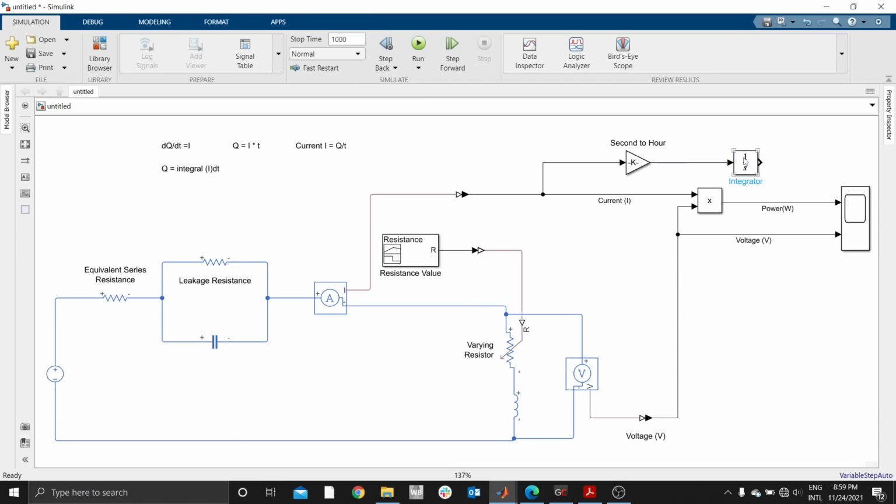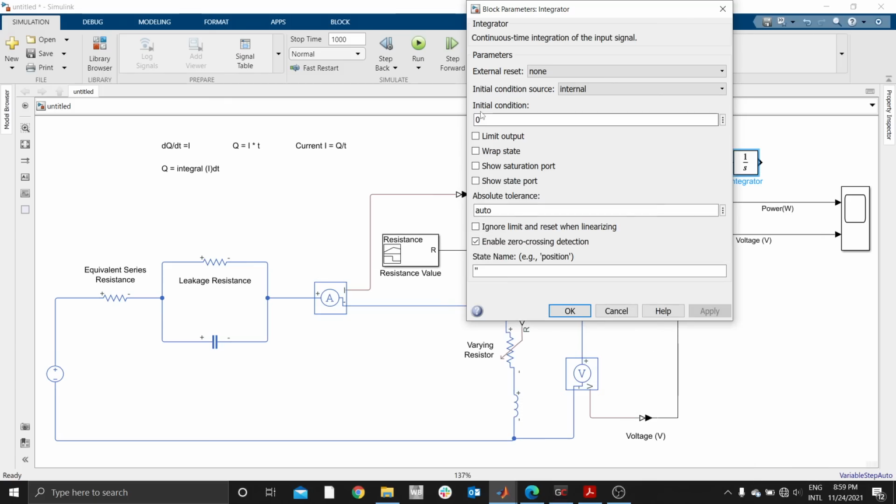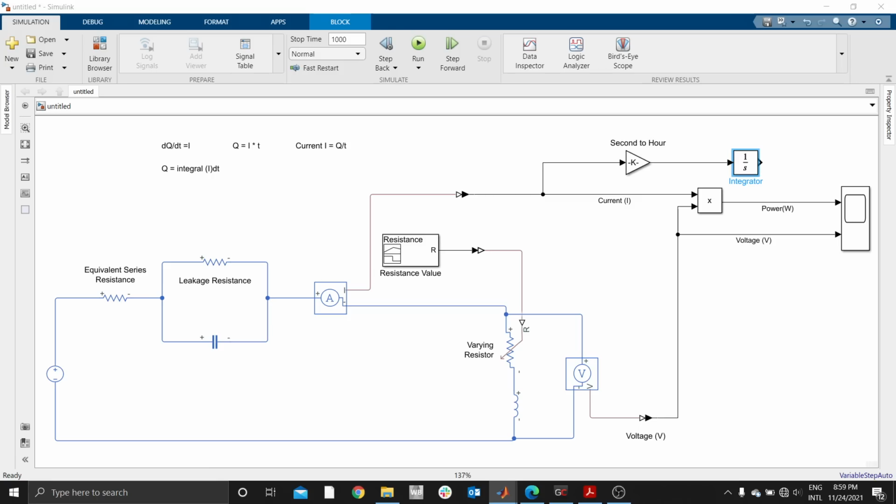Therefore, the integrator here, we are saying that the initial value is 33 ampere-hours. That is the initial value, 33. Then leave these ones as default, just like that. If you integrate current with respect to time, you get charge, and then you can display the charge. I hope you have understood that section.